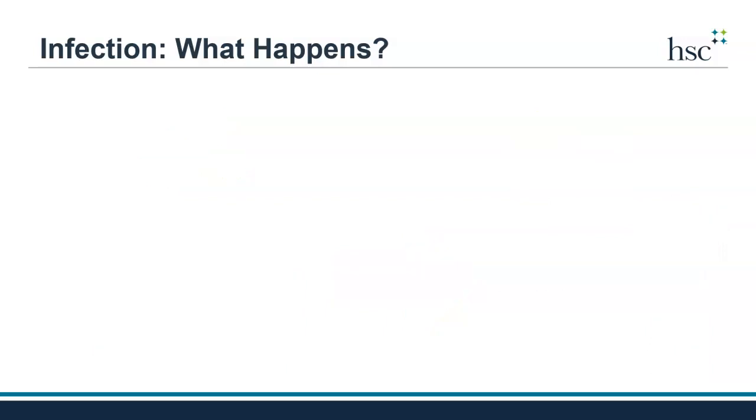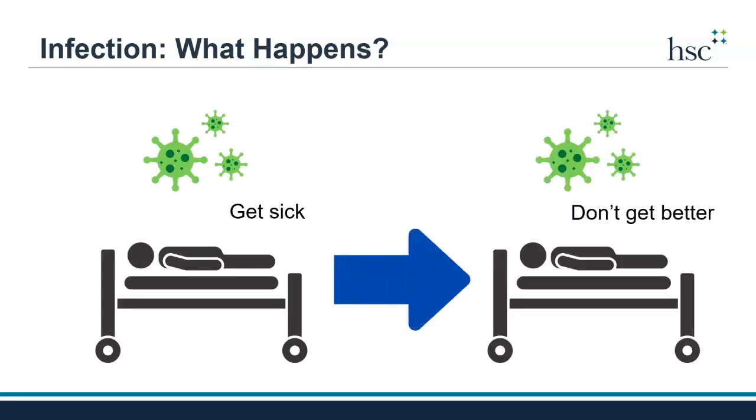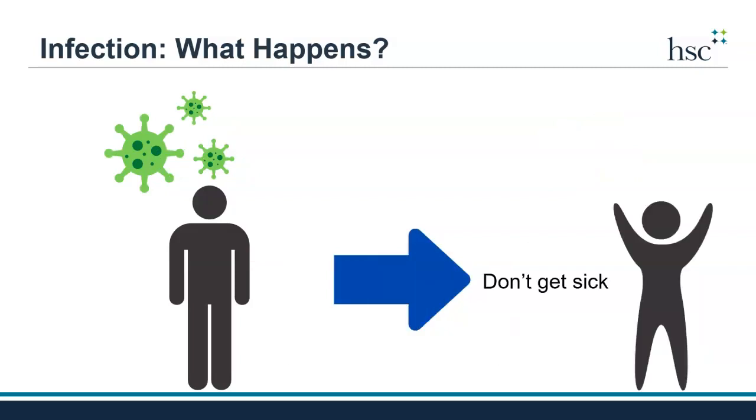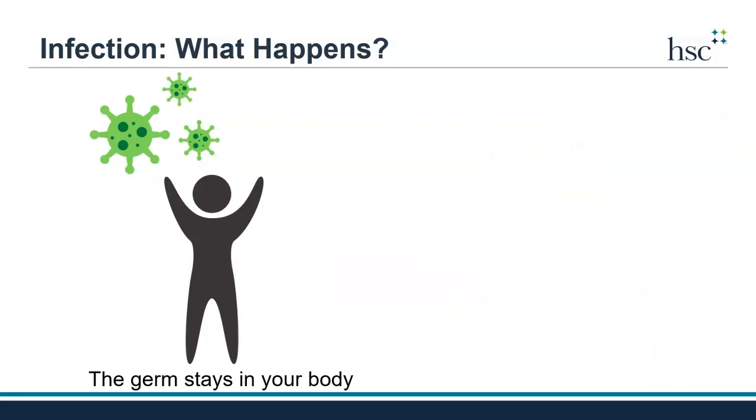You can also get sick and not get better, meaning a person passes away from the infection and from getting sick. Lastly, you can get an infection and not get sick, but the germ does not go away. That germ sticks around in or on your body, although you feel fine. If something changes with your health, like you get a wound, that germ can get in your body and make you sick.